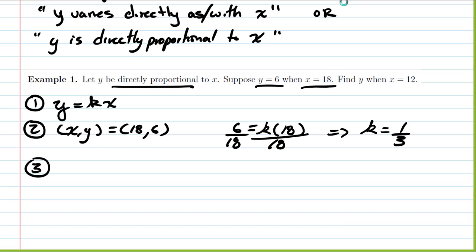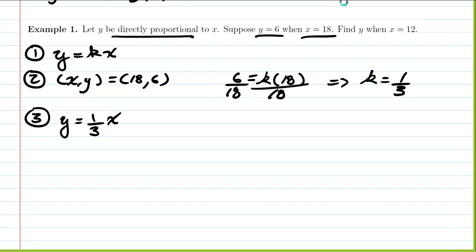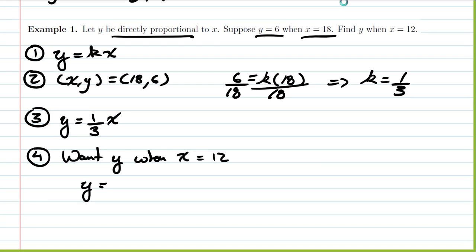Step 3 is we put k back into our equation. So we have y equals 1/3 x. And finally, step 4 is we're going to answer the question. We want y when x is equal to 12. So in this case, we're just going to put 12 in, which gives us 12/3, which is 4. So the value of y is 4.